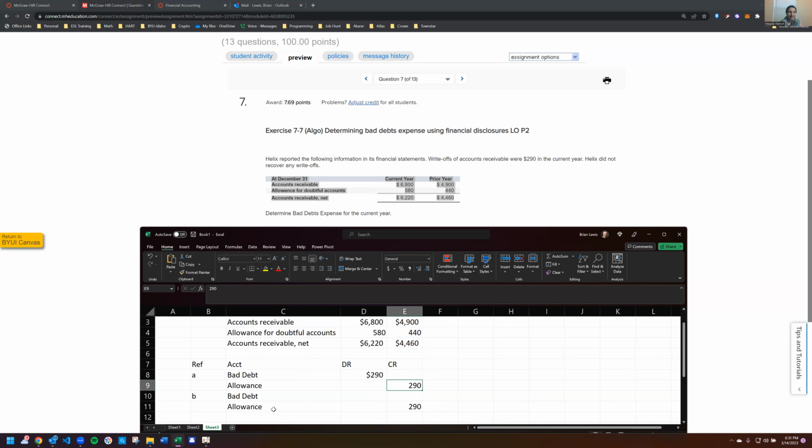Oh. Allowance for doubtful accounts is 580. In the current year, what was the bad debt expense? 290 is what was written off.